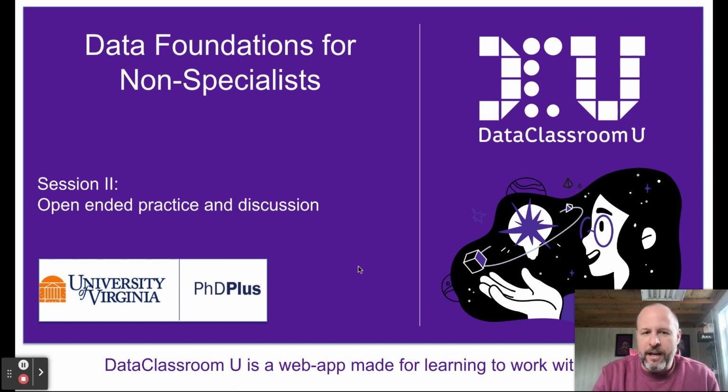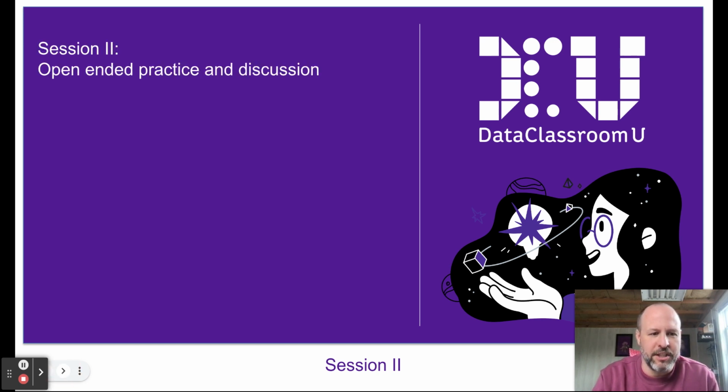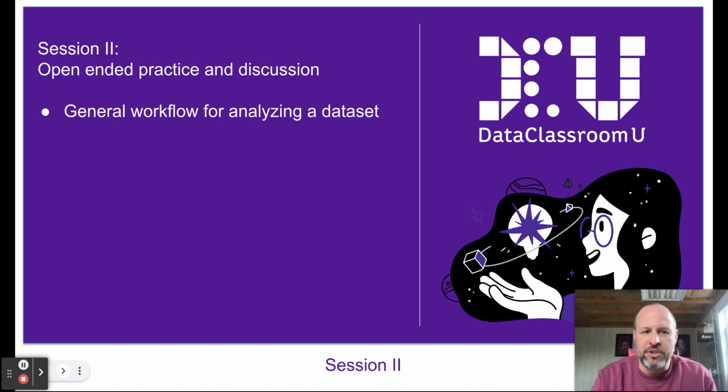So we'll go ahead and give you an overview of what we plan to do in this session. We're going to go through a general workflow. This is a four-step workflow for analyzing a data set. And this is going to be kind of the basis of what we do with every data set that we work with in this series. And it is my hope this is something that you'll be able to take with you beyond this series.